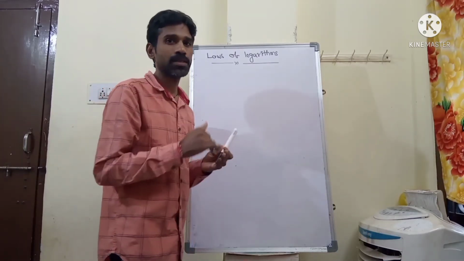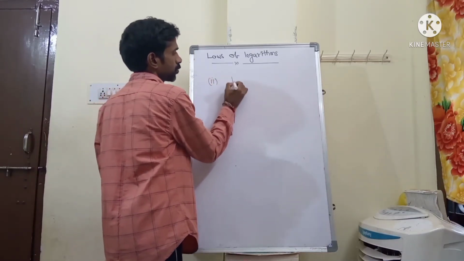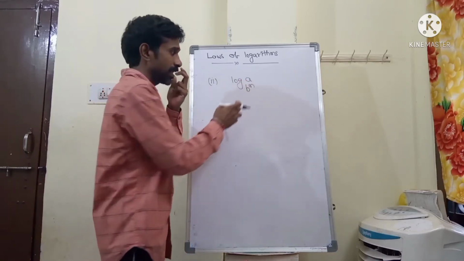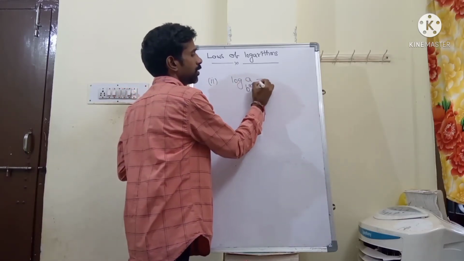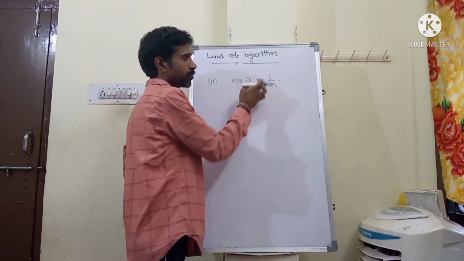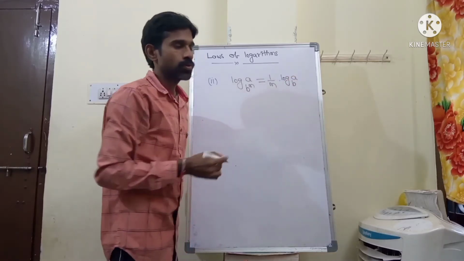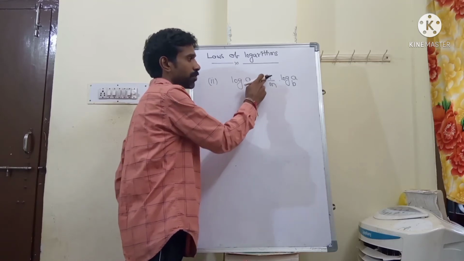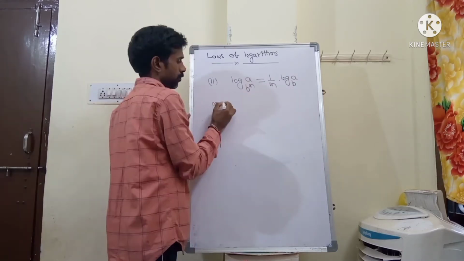Now the power of the base of the logarithm is the second one. Suppose log a to the base b power of m. Here the power is on the base, so the base power is m. Then it is 1 by m into log a to the base b. So write power is m, then write the reciprocal of m. We can shift this power as 1 by m, so m becomes 1 by m into log a to the base b.